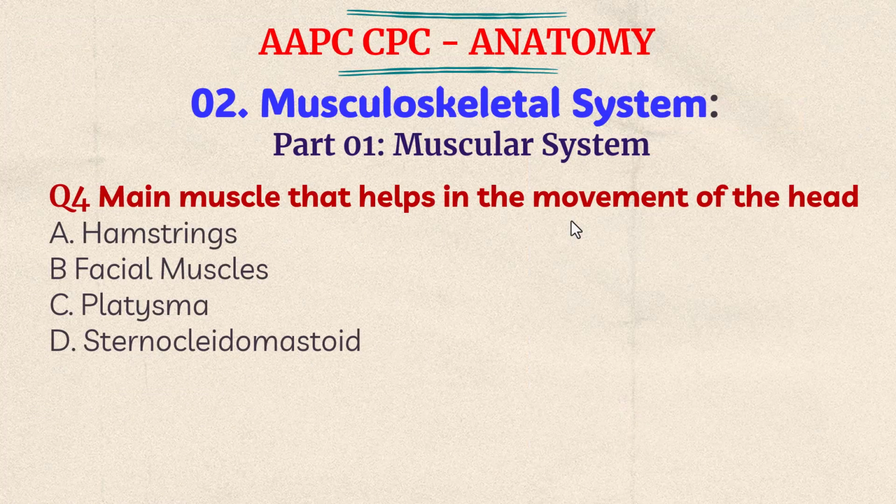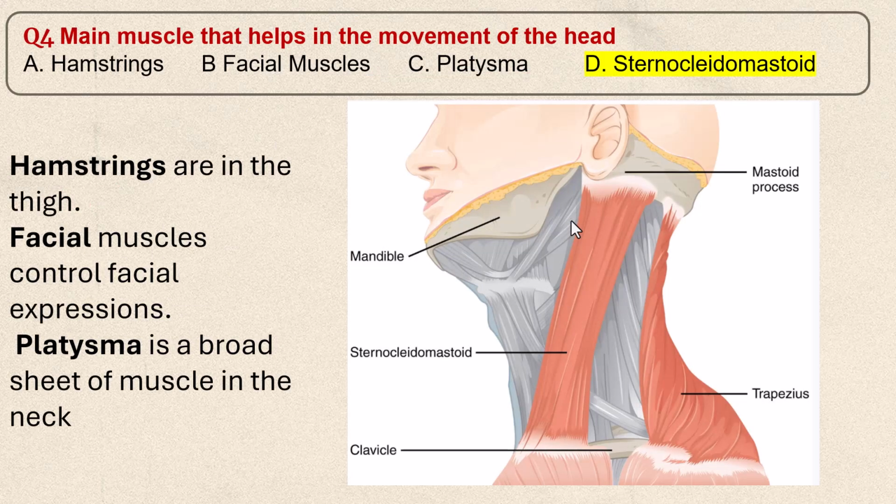Question number 4. Main muscle that helps in the movement of the head. A. Hamstrings, B. Facial muscles, C. Platysma, D. Sternocleidomastoid. So pause the video, think of the answer. The correct answer is D, sternocleidomastoid. You can see the sternocleidomastoid is here. The sternocleidomastoid is a large superficial muscle on each side of the neck. It primarily acts to rotate the head to the opposite side and flex the neck.